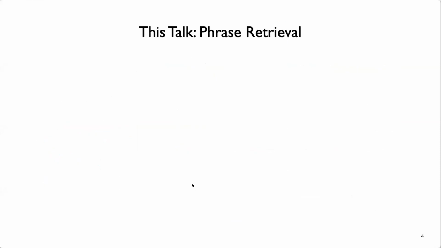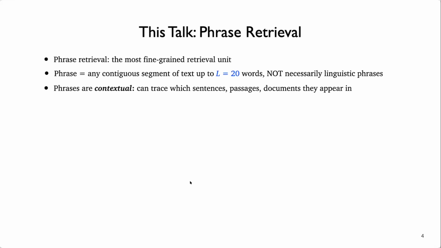In this talk, I'm going to take the opposite extreme, and talk about a paradigm called phrase retrieval, which is the most fine-grained retrieval unit. Here the definition of phrases is very general. They don't necessarily represent linguistic phrases. A phrase is basically any contiguous segment of text up to, let's say, 20 words.